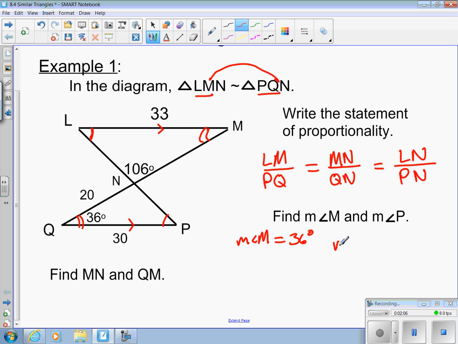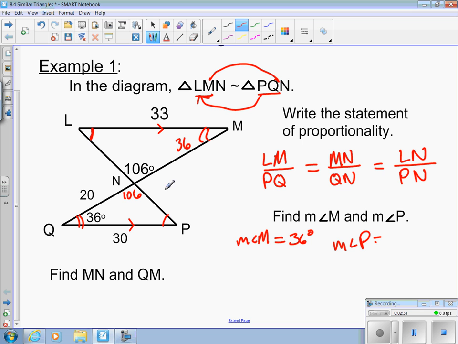Measure of angle P. Now, P corresponds with the first letter over here, L. So L, we don't know L or P. What do we do? We're stuck? No. We know this is 36. These angles are vertical angles. I should do this since we're looking for P. So since these angles are vertical, they're congruent.